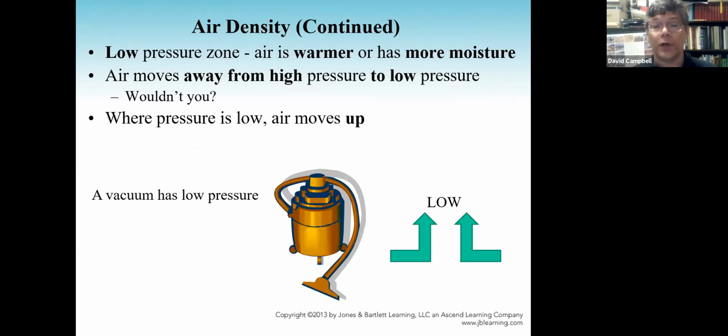An area of low pressure then will be a place where we've got warm air and/or humid air. Air will move away from places where there's higher pressure to lower pressure. Not a bad thing to do if you can move away from high pressure. So low pressure areas are where air is moving up. A vacuum cleaner produces low pressure, for example.